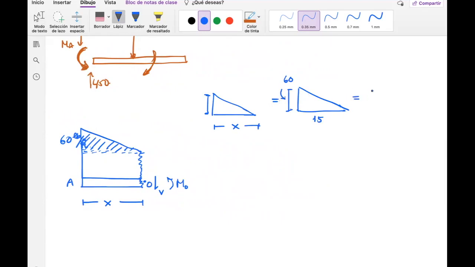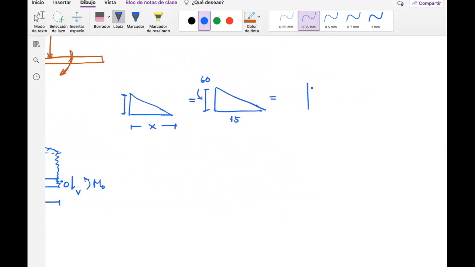So what I'm gonna do is to convert it into this one. I always put the base as 1, okay? So this guy is gonna be a 1, and therefore this guy needs to be 60 divided by 15, which is 4, okay? Now I know that I'm doing a lot of steps here. You don't need to do all those steps.